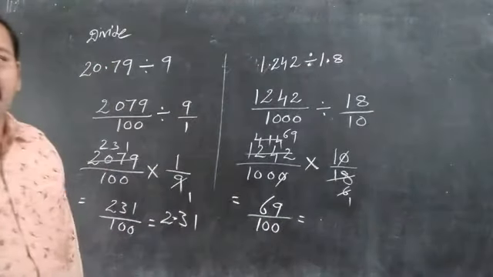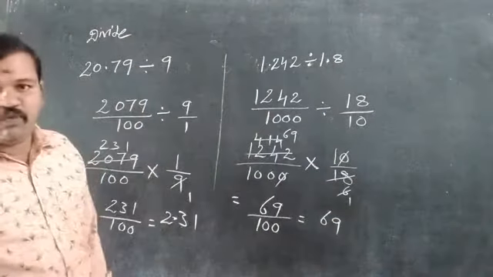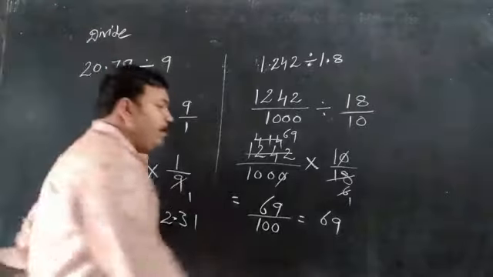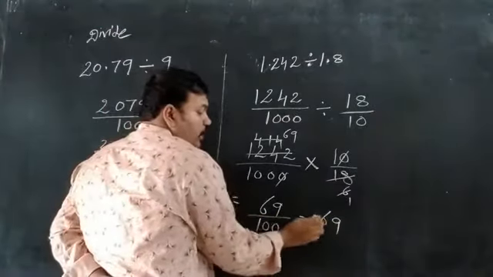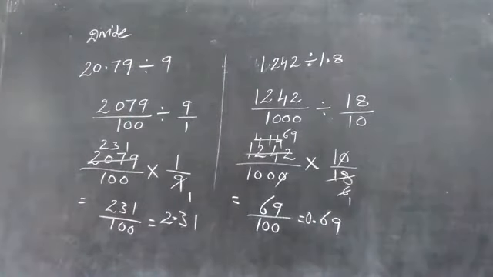69 by 100. First write out 69. Now we have to do the decimal form. How many digits are there here? 2 zeros. After 2 digits we have to keep the point, back to front. 1, 2. Keep the dot and put the 0. 0.69. Like this we have to do decimals: addition, subtraction, multiplication and division.